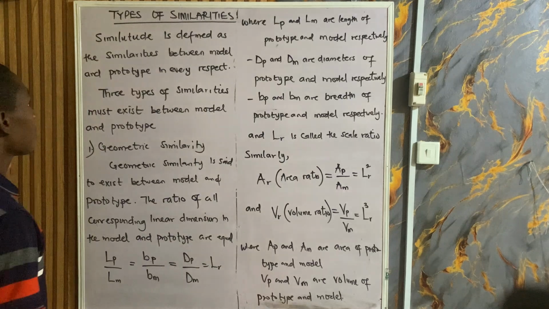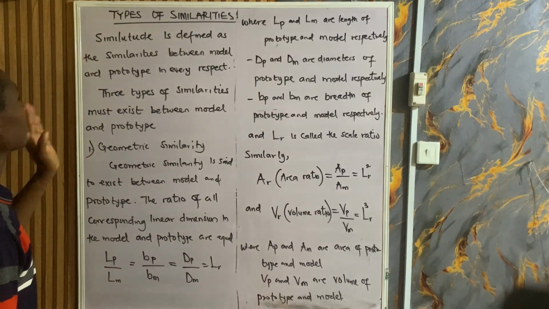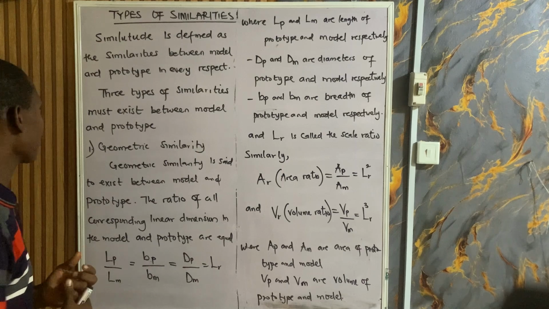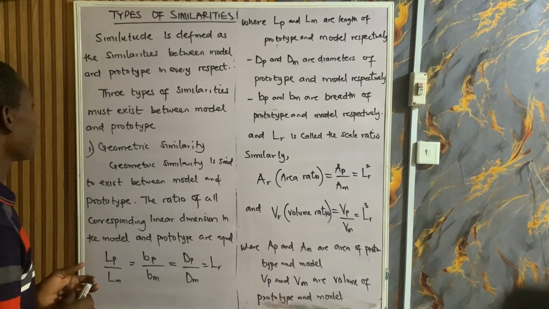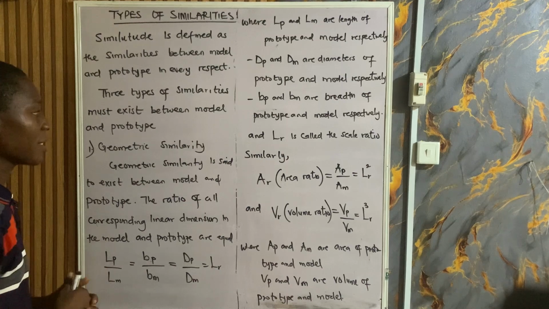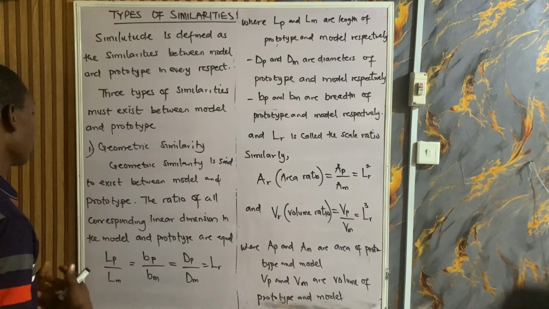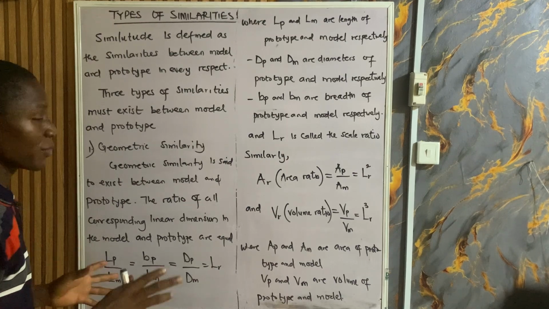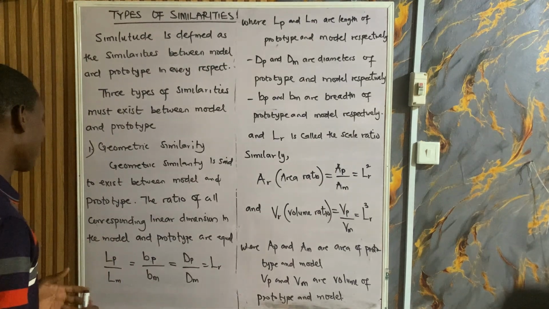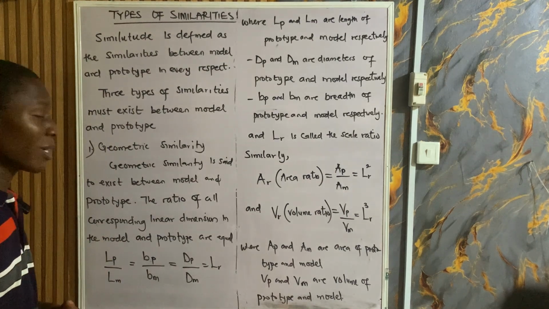So, types of similarities. Similitude is defined as the similarity between model and prototype in every respect. Three types of similarities must exist between model and prototype. The first one is geometric similarity. Geometric similarity is said to exist between the model and the prototype if the ratios of all corresponding linear dimensions in the model and prototype are equal.